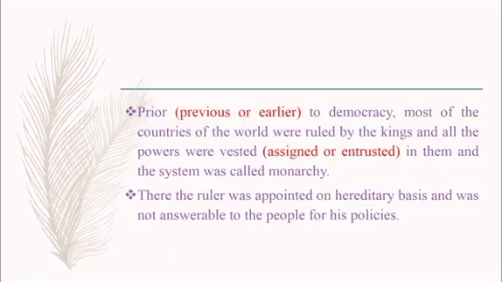Prior to democracy, here prior means previous or earlier, most of the countries of the world were ruled by the kings and all the powers were vested, vested means assigned or entrusted, in them, and the system was called monarchy. There, the ruler was appointed on hereditary basis and was not answerable to the people for his policies.